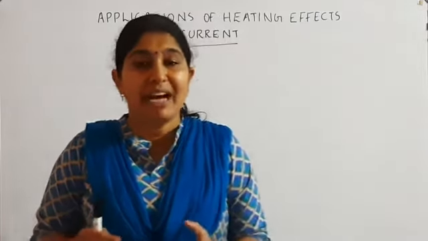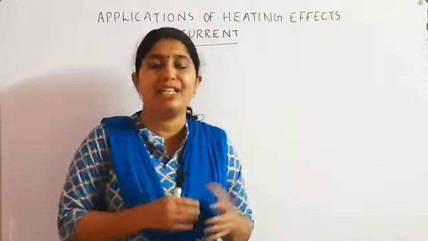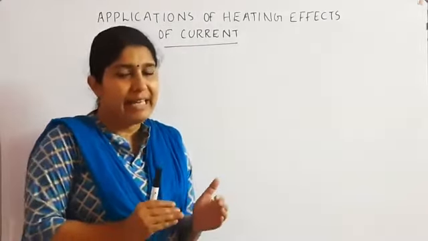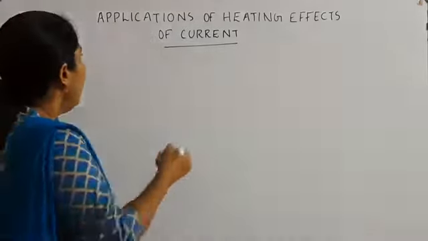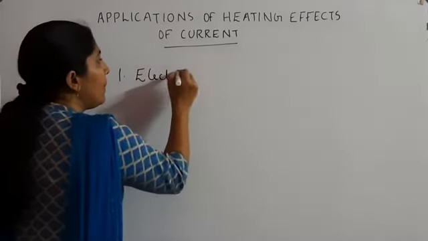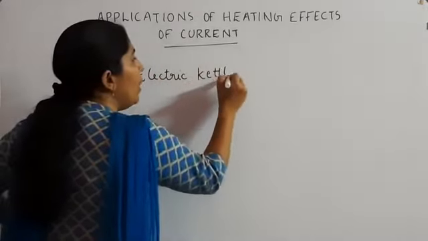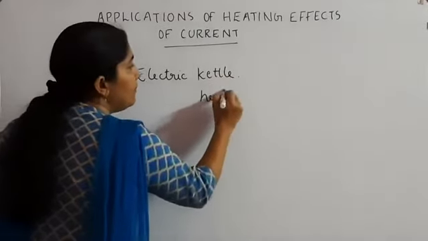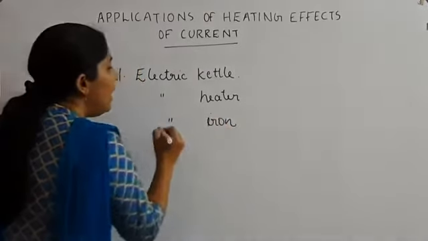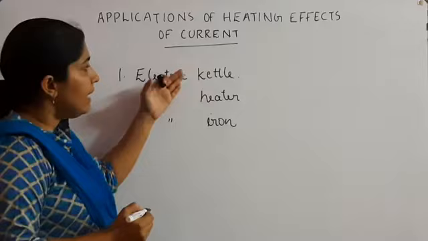In the last class we discussed electric power and heating effects of electric current. Today we are going to discuss the practical applications of the heating effects of current, the devices which make use of it. The devices are, first, electric kettle, electric heater, electric iron box, etc.